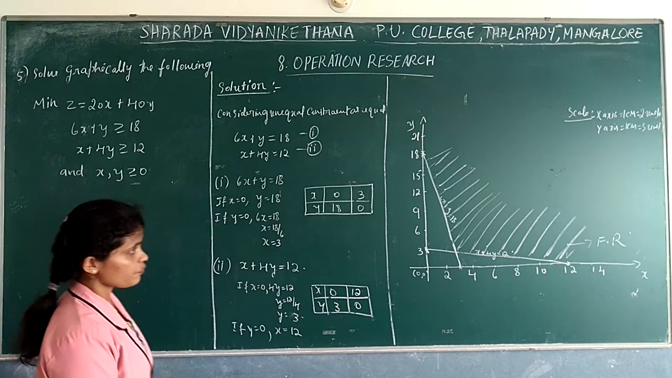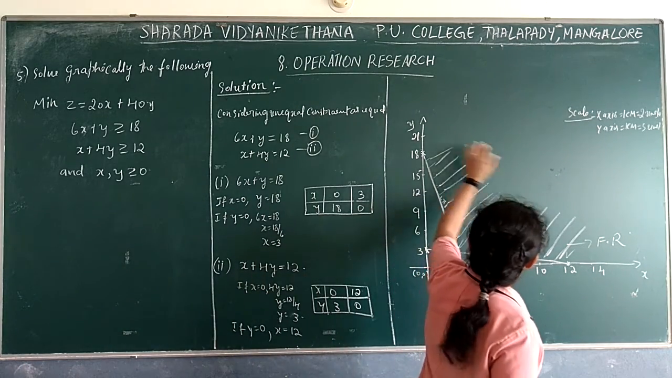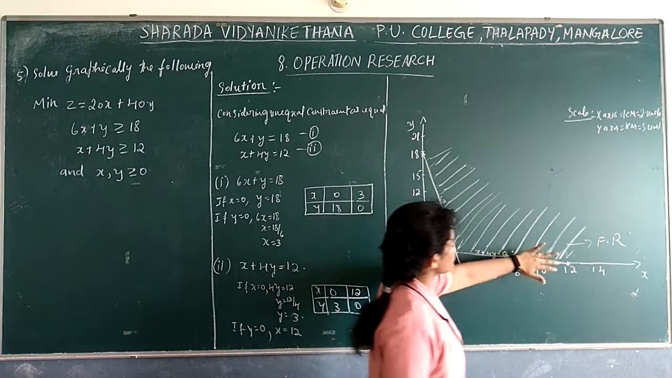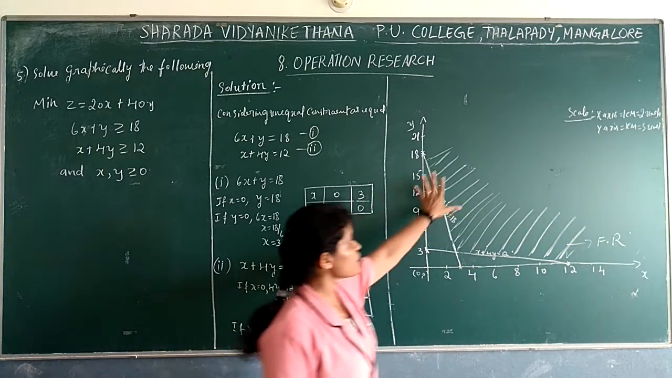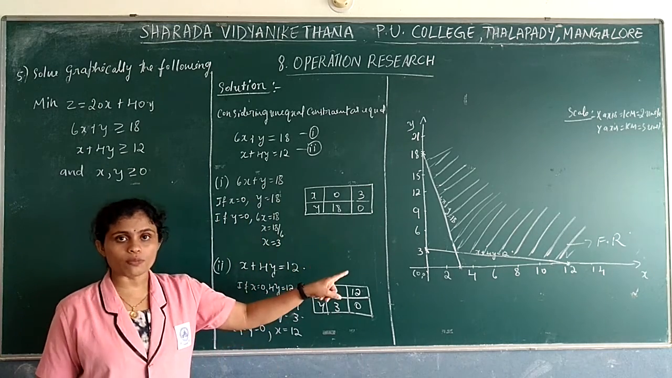And see, this is also unbounded. Are there any boundaries over here? We have boundaries on this side, but here there are no boundaries. So this is an unbounded problem.